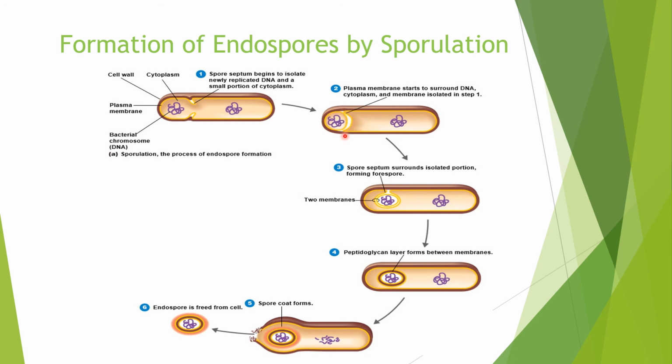Here is the plasma membrane. Now, you start getting two membrane layers of plasma membrane, and then the peptidoglycan starts forming between those membranes. Then the bacteria itself is going to burst open to allow the spore to be released. And so the endospore gets released.